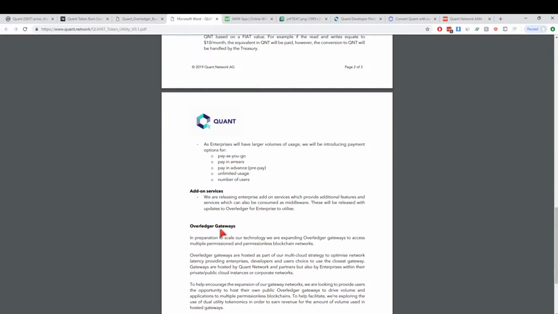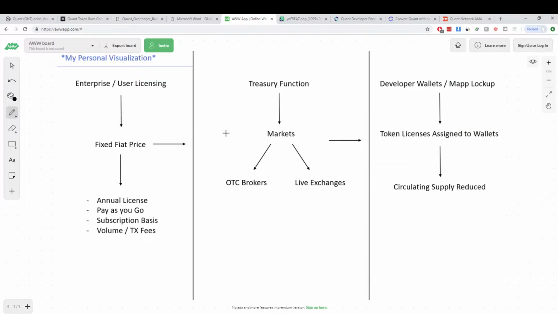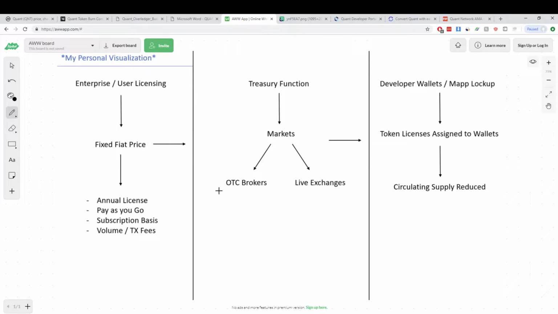We'll come back to this in a minute, but basically, I'm going to show you a diagram here that outlines the treasury function. Now, the treasury function has been talked about in the Telegram a lot, and I will throw up some screenshots here. But a lot of people get confused about what the treasury function is, and is it team tokens, or what is it? So I've drawn up a little diagram to help us all understand the processing for licensing. And again, this is just my understanding, from the AMAs and the information we have from Gilbert. This is my understanding of how the system works, right?